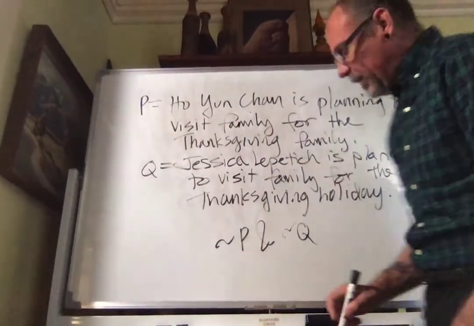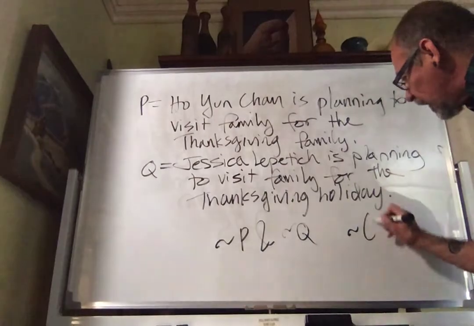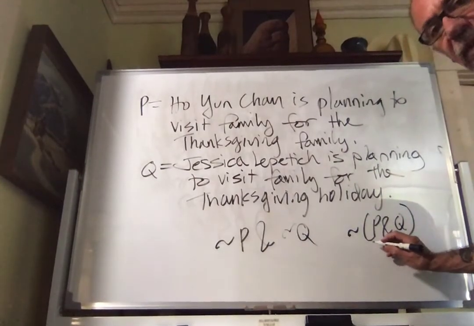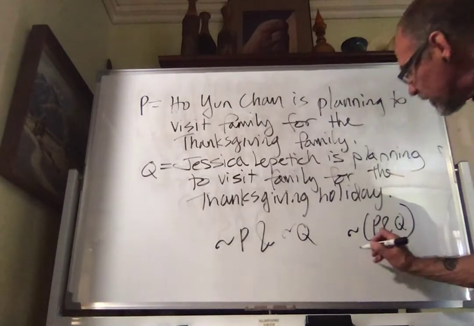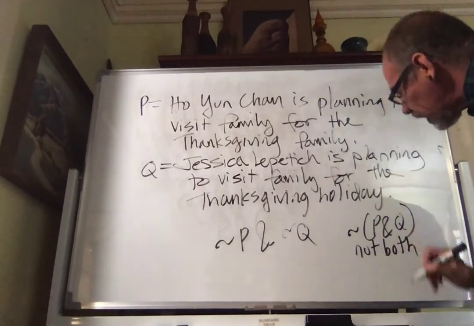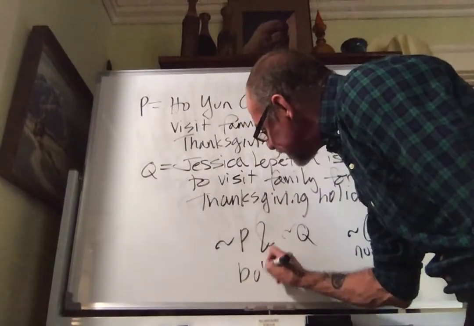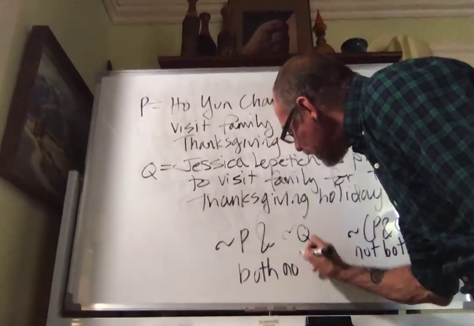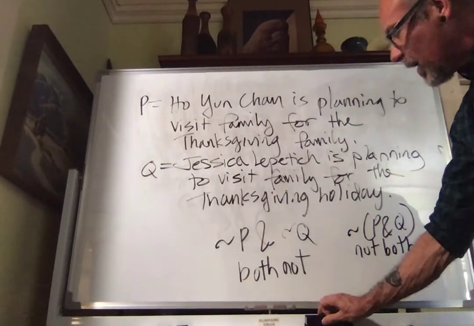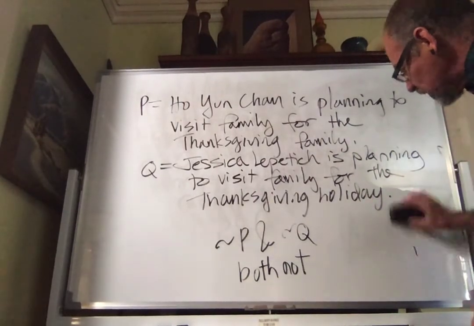By the way, for this one, it would be a mistake to have P ampersand Q inside of parentheses with a negation sign in front of it. This corresponds to not both, but the original didn't say not both. The original said both not, and those are two different logical structures which are not truth functionally equivalent to one another.